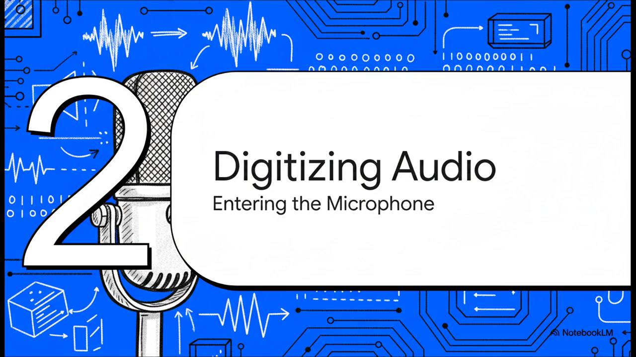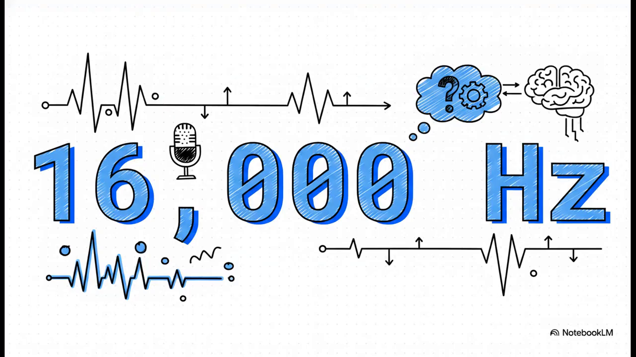Moving right along to step 2, digitizing the audio signal. Let's see what happens when we leave the physical airwaves and enter the microphone. 16,000 hertz. In the world of speech tech, that is the undisputed golden standard sampling rate. But why exactly 16 kilohertz?